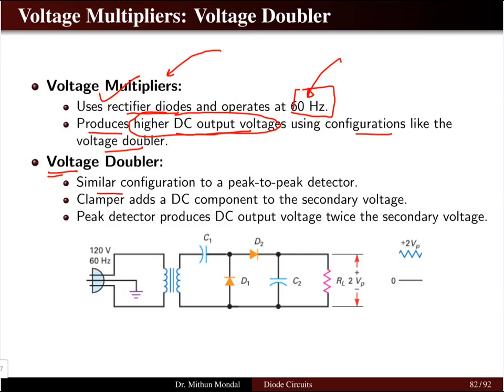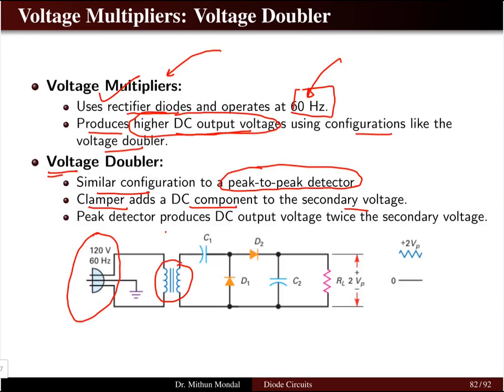It is a similar configuration to the peak-to-peak detector that we have discussed. And here the clamper will add a DC component to the secondary voltage. So we have a step-down transformer. The input is coming from the power supply, which we can take as 120 volt, 60 Hz. Here the voltage will be much lesser because the secondary is stepped down. Then we have the clamper circuit here.